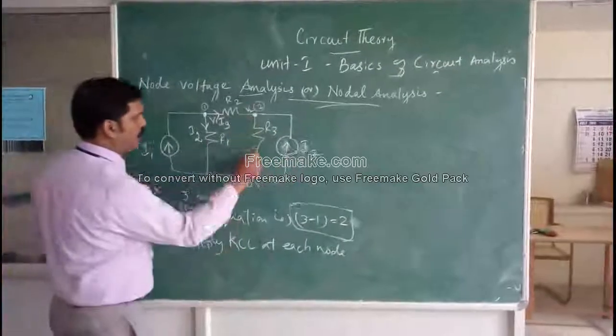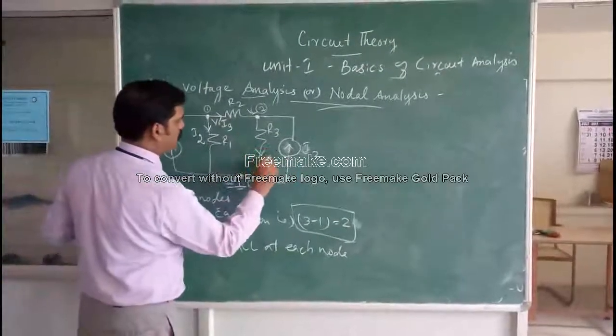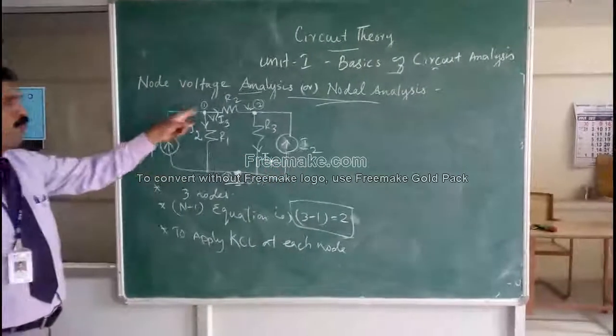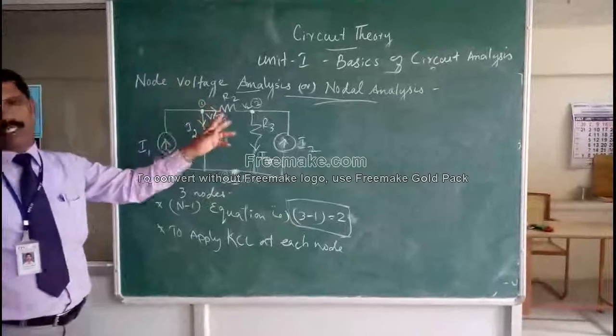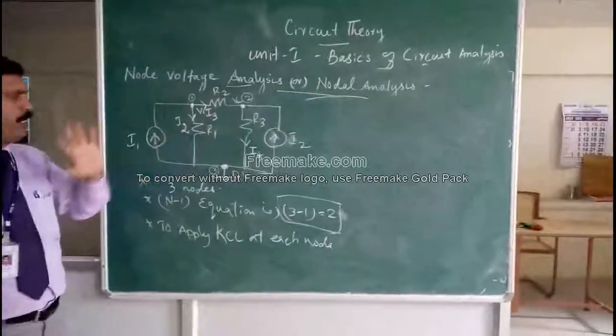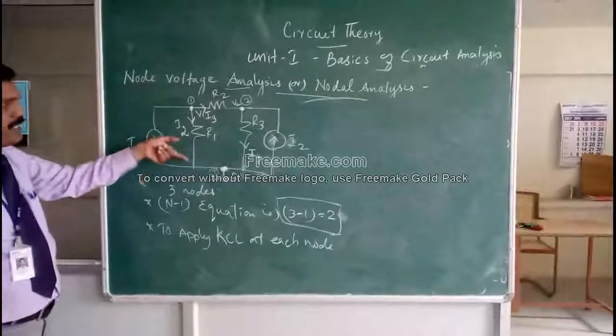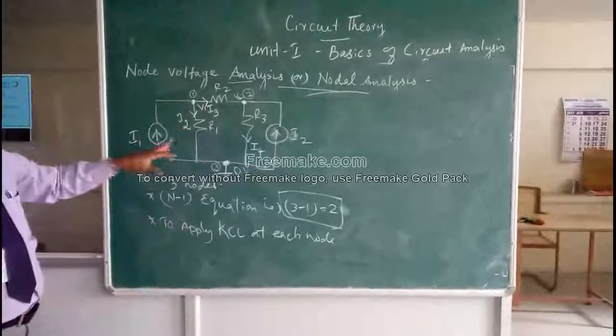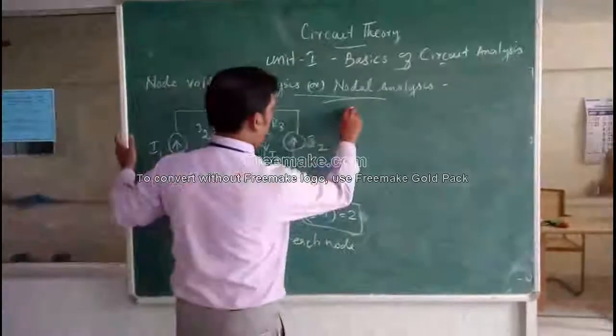And current flowing through R3, this branch can be taken as I4. So we have to mark branch currents. For each branch, we have to give individual names. So here it is I1, here it is I2, I3, I4 and I5. Now let me start with the first node, node 1.